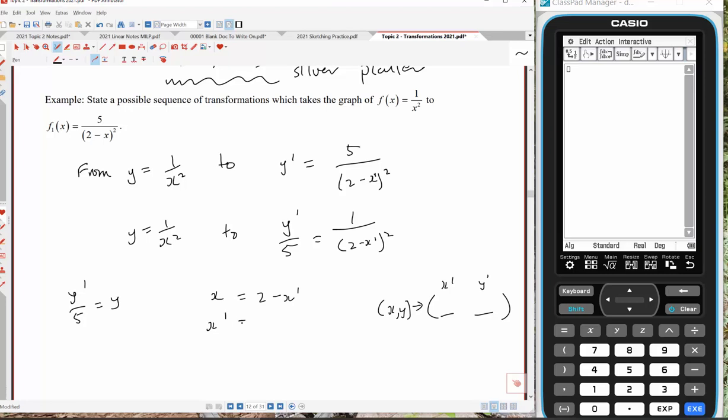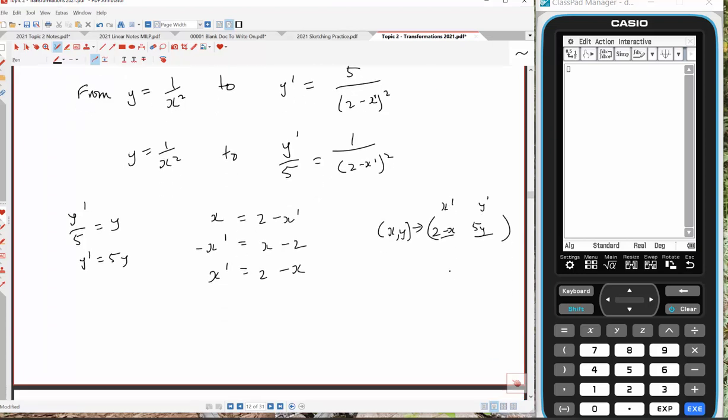So I'm going to go x dash equals 2 take x, negative x dash equals 2 take x. All right, so I can pop that in to take x. And this is going to be y dash equals 5y. There it is there. Okay, so now what we can do is simply read these off. Now, I'm not really happy with the way they're written, so I'm just going to change that quickly to negative x plus 2, comma, 5y.